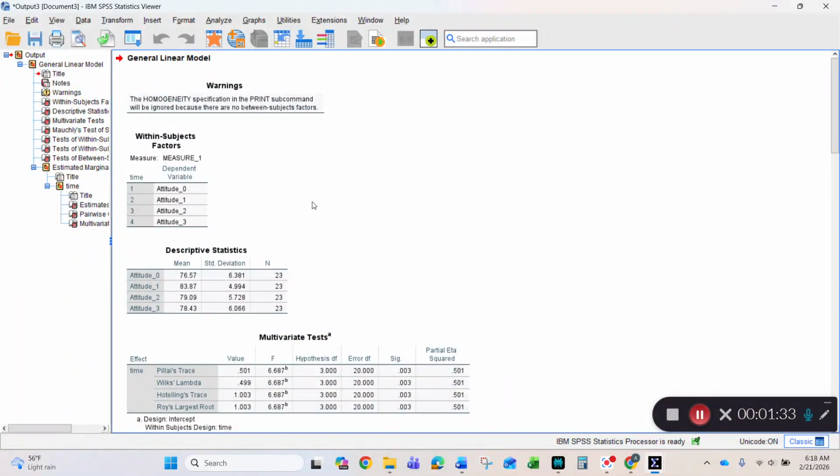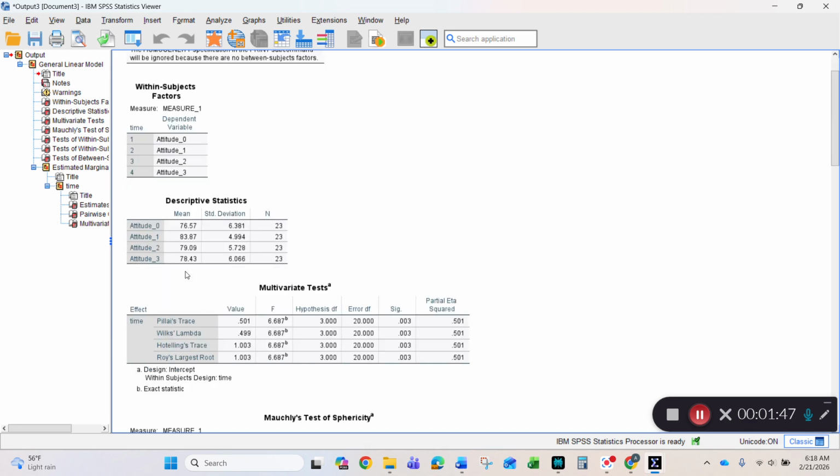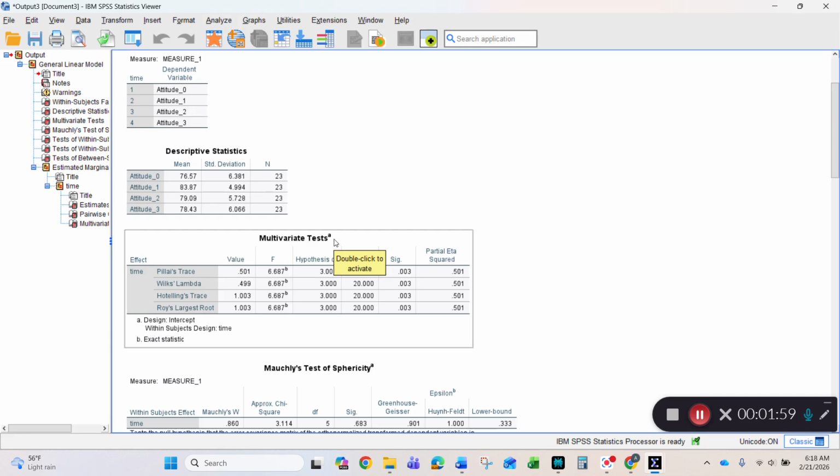First, I will review the within subjects factors box just to ensure that I have set my test up correctly. And I can see that each one of my variables has been assigned a number, 1 through 4, and it's in the correct order. I can also come down to descriptive statistics and see my mean average for each attitude sample, and then the standard deviation, as well as the number of people surveyed. And the number of people surveyed does remain constant throughout that survey process.